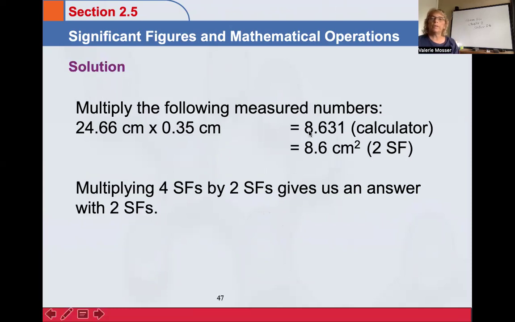The number on your calculator is 8.631. This number has 4 sig figs. This number has 2. So your answer can only have 2. We're going to drop the 3 and everything that comes after it, and we're not going to round up.